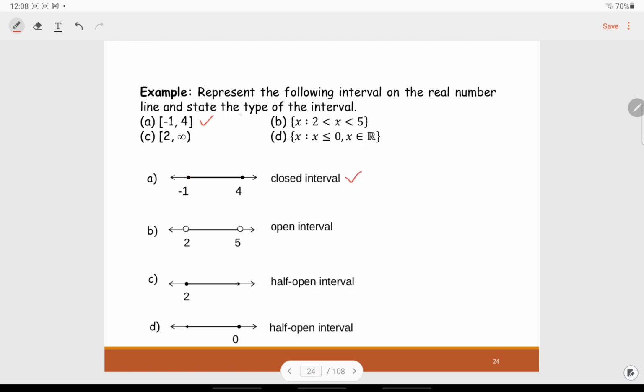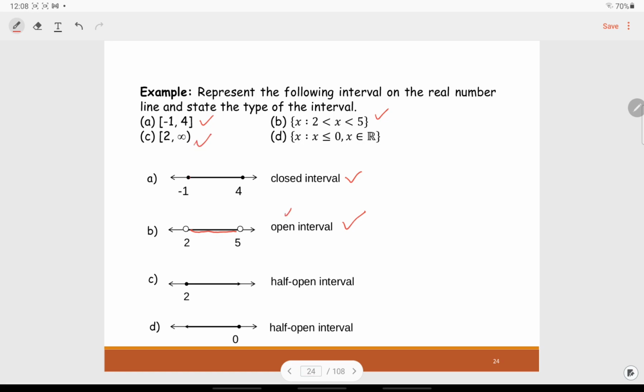For this one, the set contains x, where x is located between 2 and 5, but excluding 2 and 5. So that means we have an open interval. We have a solid black line here, and at the ends of this line we have white circles representing the open interval.